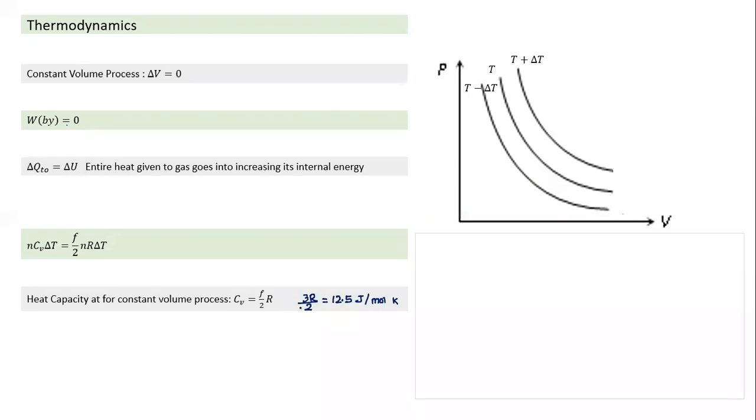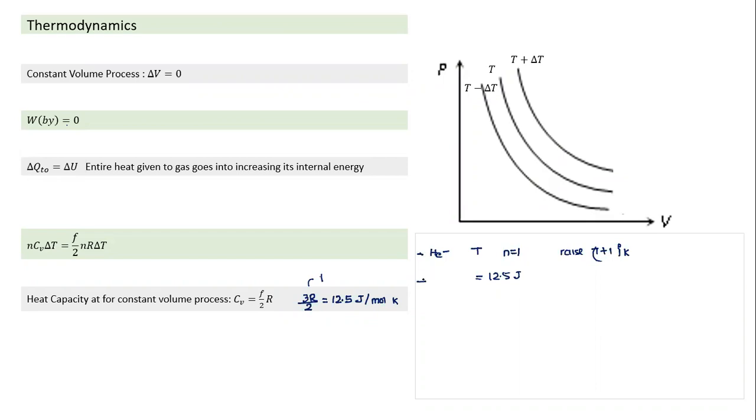So what does this mean? It means if I take something like helium gas, at any temperature T, the heat capacity is independent of temperature. So if I take helium gas at temperature T, and it has one mole of helium, what is the amount of heat it will need to raise the temperature to T plus 1 K? The amount of heat needed at constant volume will be equal to 12.5 joules. If I add heat energy equal to 12.5 joules, regardless of what its initial temperature was, the final temperature will be higher by 1 degree. And this is true for one mole of helium.